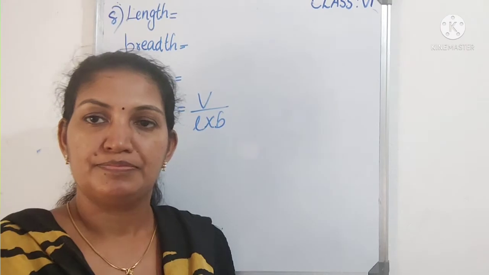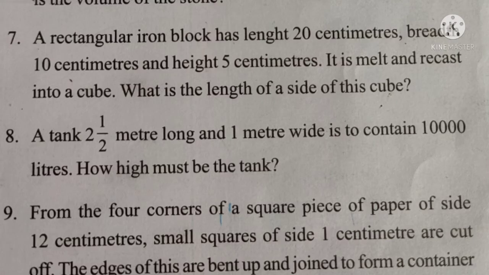Got it? Next question. A tank 2.5 meter long and 1 meter wide is to contain 10,000 liters. How high must the tank be? Here it is given that the tank's length is 2.5 meter, breadth is 1 meter, and it contains 10,000 liters of water. Then we have to find the height of the tank.